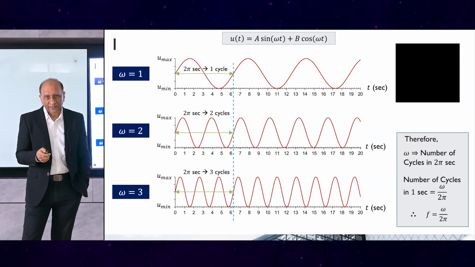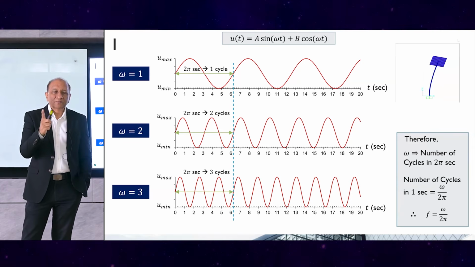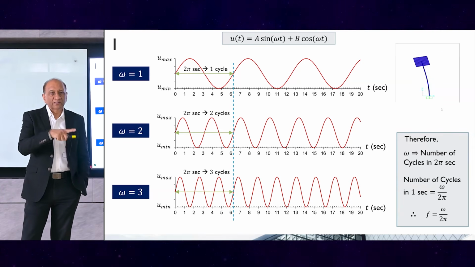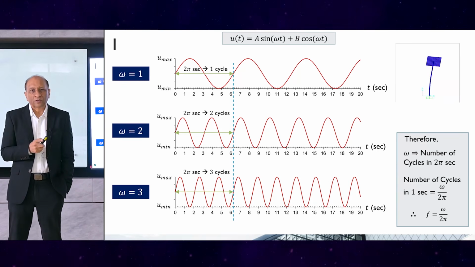And if you go further, we can now correlate this oscillation with the frequency, and we can say if it completes 2 pi in one cycle, that is one cycle of oscillation.